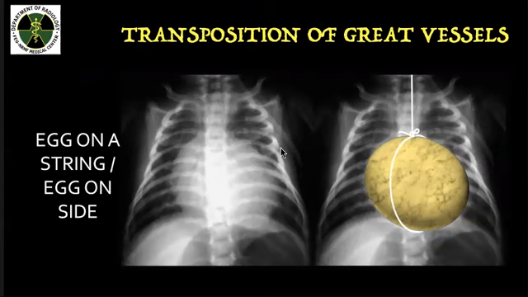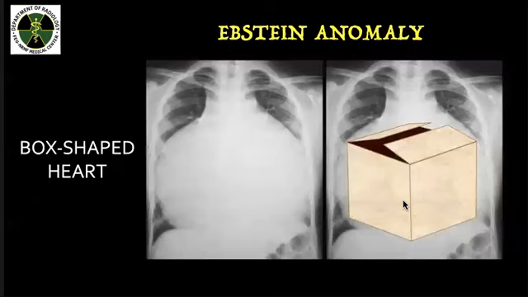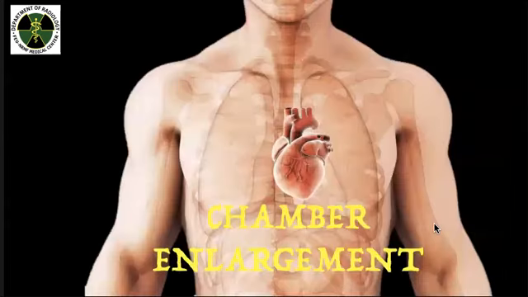So again, in your chest X-ray, you can detect congenital heart diseases by the shape of the heart. Your transposition of great vessels resembles egg on string or egg on side like this one. And then your Ebstein anomaly, if it's a box-shaped heart, that's your Ebstein anomaly. So this is how your Ebstein anomaly looks. It presents like a box-shaped heart.